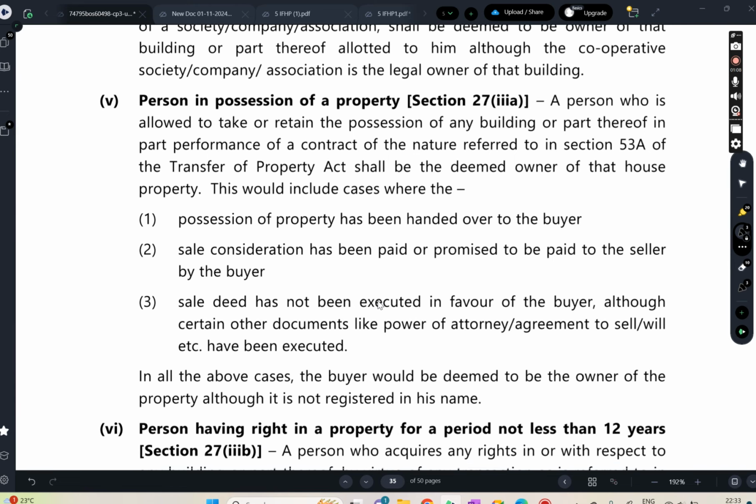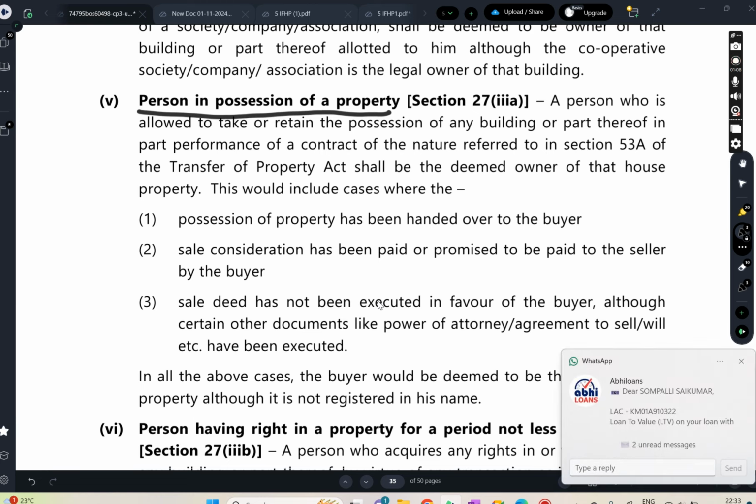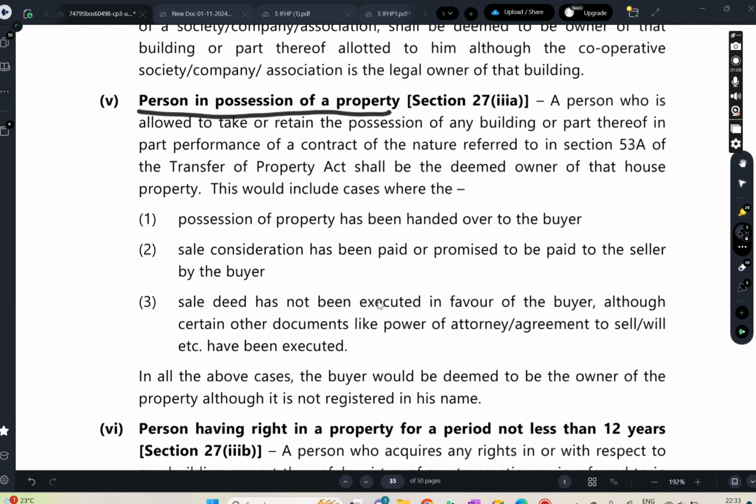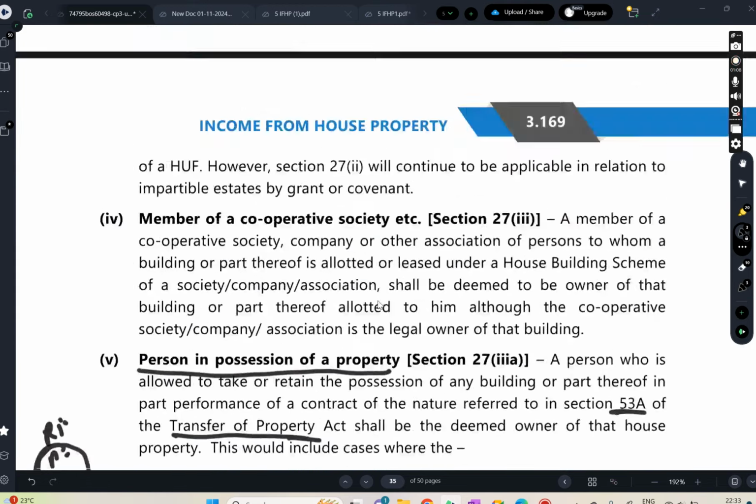Okay, person in possession of the property. You might have learned this somewhere else. There will be two things: one is the right to own, another one is possession. That means you just have possession, but you are not the owner of the property, right? There is ownership and possession. You will get this transfer of property in some other laws, and we will discuss it there. That is not that important.